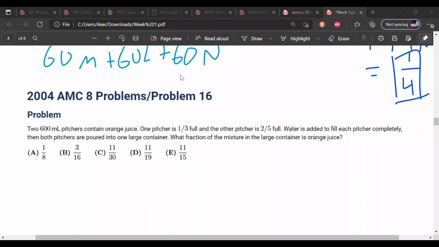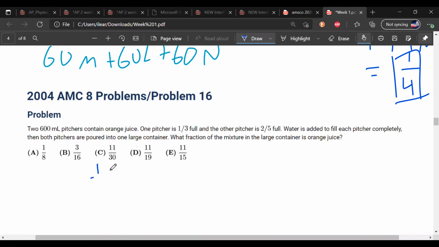Some people are saying it's C, some people are saying it's E, so let's see. What a nice pun. Let's see. All right. So one pitcher is 1/3 full and the other pitcher is 2/5 full. Since we know that these two pitchers are the same size, there's actually a slightly easier method to do this. But first, let me talk about the slightly longer solution because it's good practice.